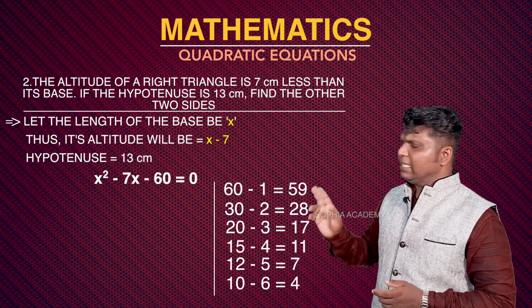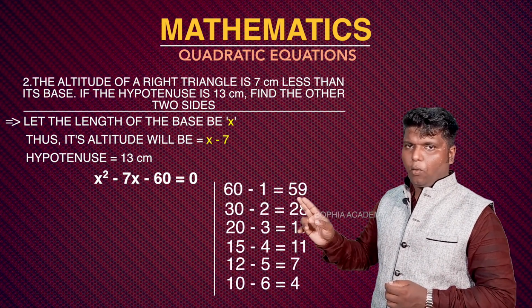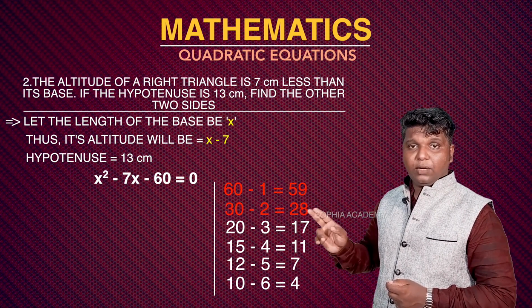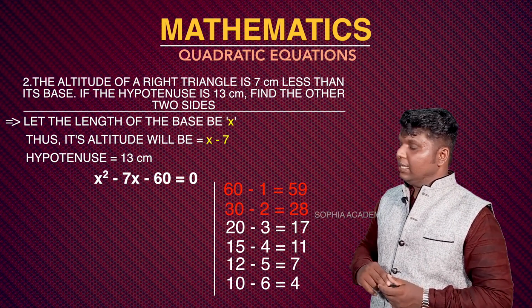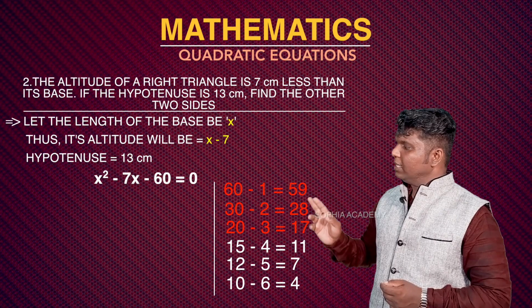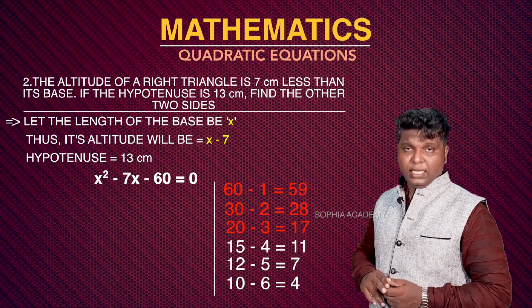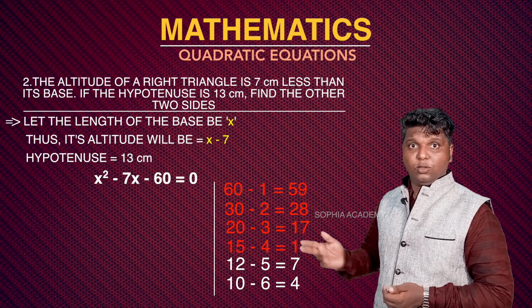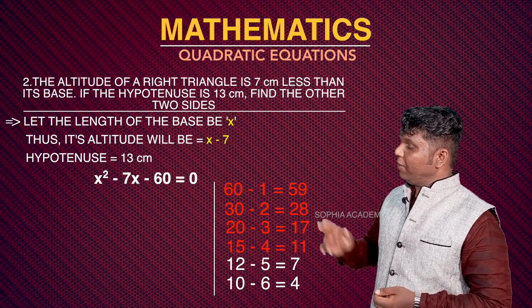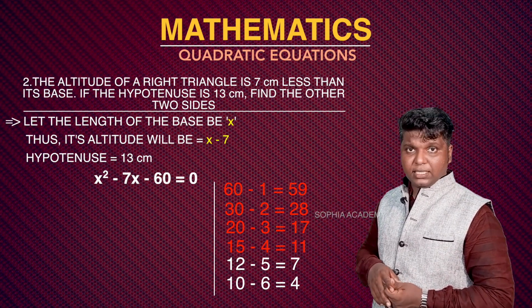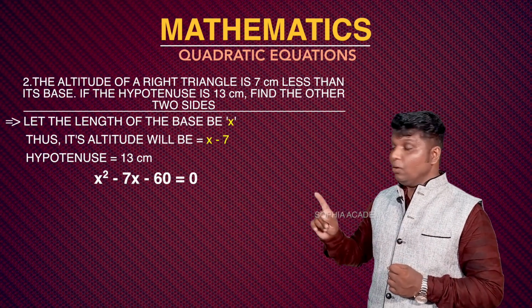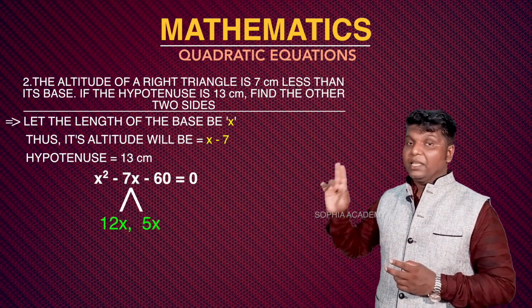Now tell me, 60 minus 1, is it 7? No, cut it. 30 minus 2, is it 7? No, cut it. Third one, 20 minus 3, is it 7? No. Next one, 15 minus 4, is it 7? No, it's 11, right? It's not 7. Next one, 12 and 5, 12 minus 5, is it 7? Yes, it is, right? So we got the set. What are the numbers? It is 5 and 12.